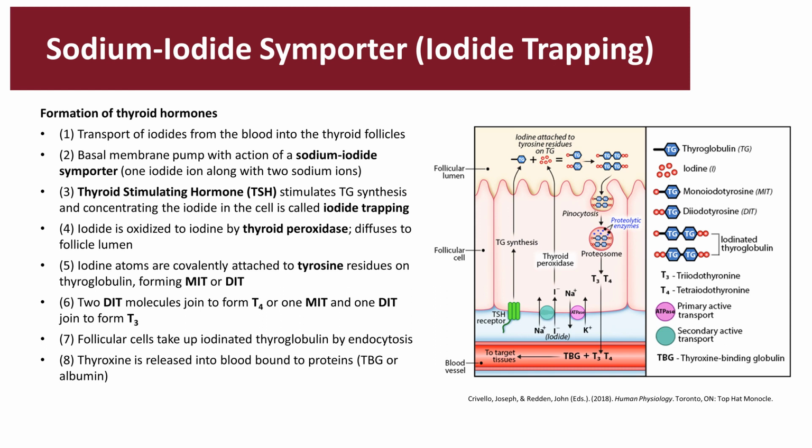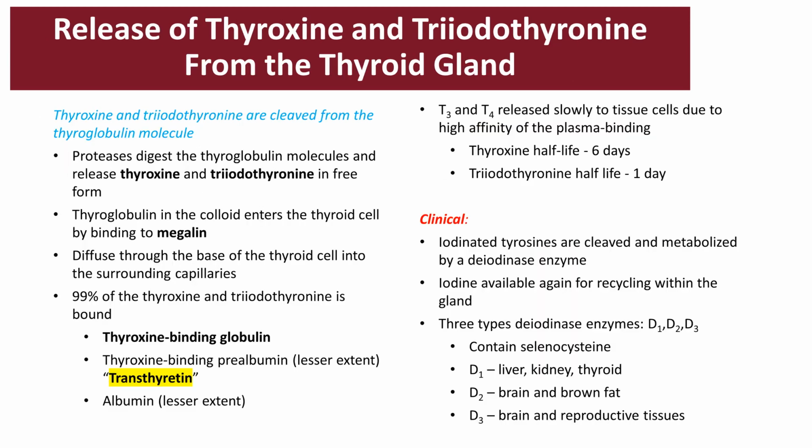So you can see that it begins from transportation of iodide and iodine from the blood to the follicular cells, up to the follicular lumen, from the follicular lumen back down into the blood vessels. Release of thyroxine and triiodothyronine from the thyroid gland. The thyroxine and triiodothyronine are cleaved immediately. They're processed into release of T3, T4. The thyroglobulin in the colloid enters the cells by binding to another transport protein called megalin, and the diffusion occurs through the base of the thyroid cell into the surrounding capillaries.